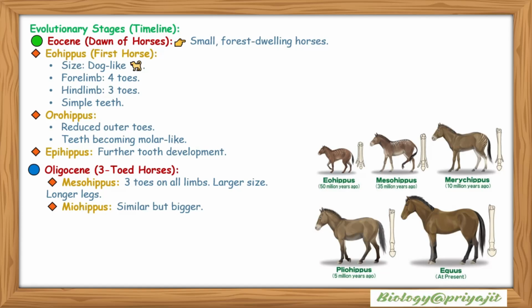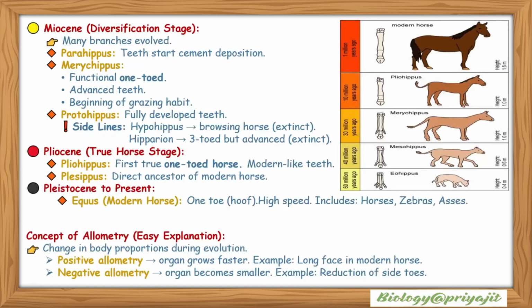In the Oligocene period, there was the development of the three-toed horse. The first one is Mesohippus, with 3 toes on all limbs, larger size, longer legs, and then Miohippus. It was similar but bigger in size. Miocene, that is the diversification stage. Many branches evolved during this stage.